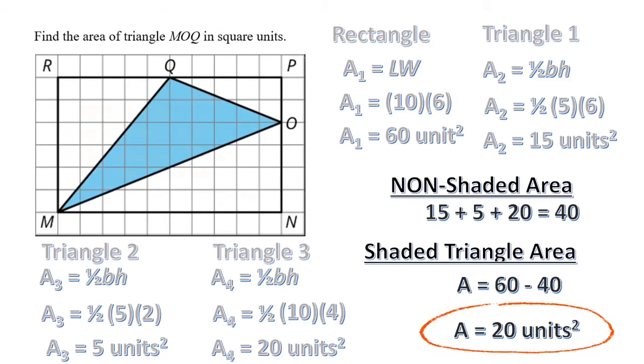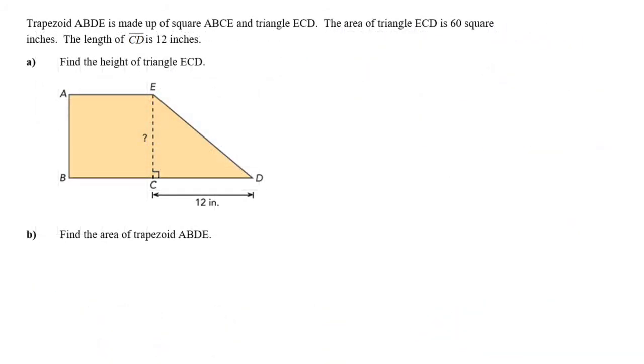Let's take a look at the next example. Now this one says that trapezoid ABDE is made up of a square and a triangle. And they give you the area of the triangle, and they give you the length of CD, which is the base of that triangle. And the first part asks you to find the height of that triangle. So let's start with the fact that we're given the area of the triangle, and let's plug that into our area formula.